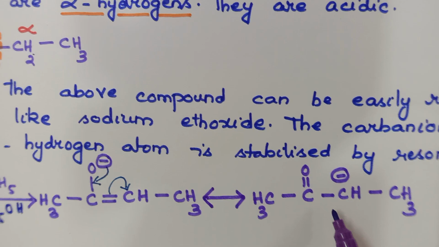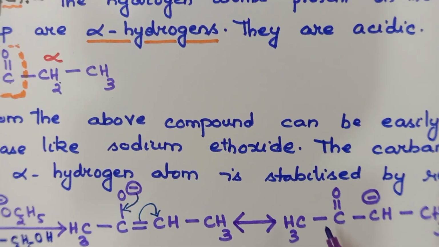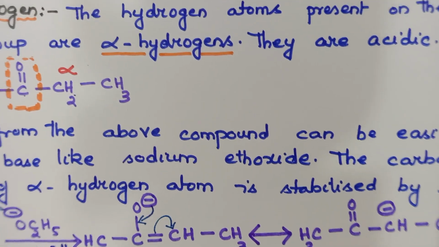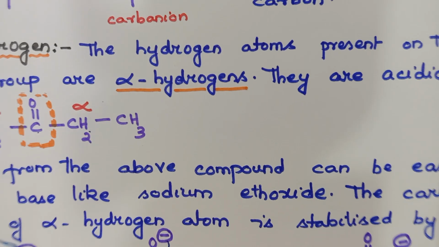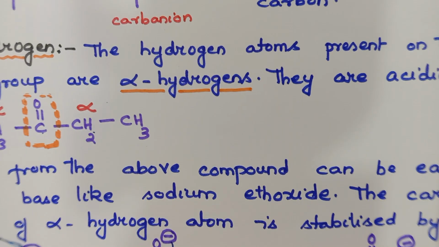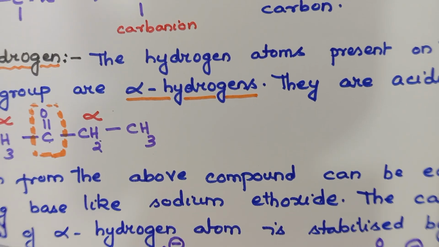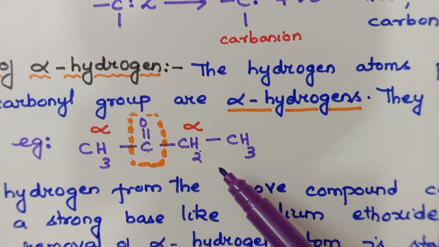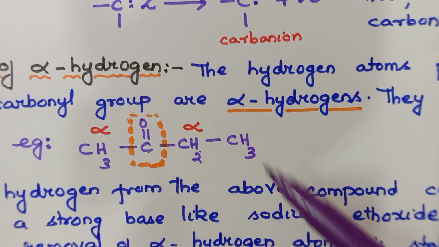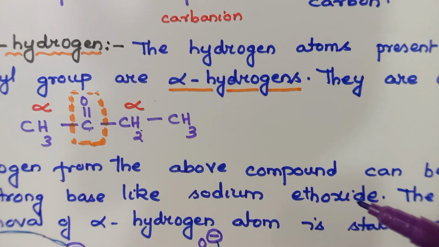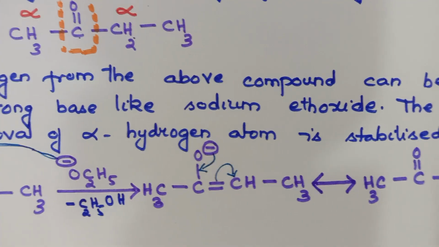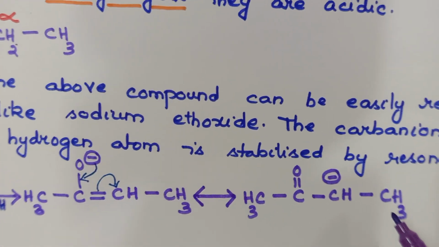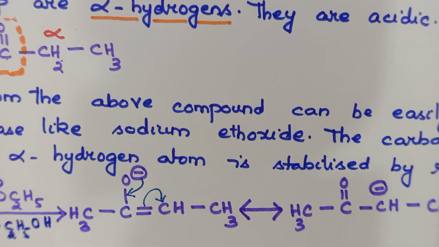Got it? Clear? So again, an alpha hydrogen is the hydrogen atom which is present on the carbon directly attached to the carbonyl group. We have taken this example, and we have seen how the alpha hydrogen can be removed in the presence of sodium ethoxide and how a carbanion is formed. Okay, students, clear?